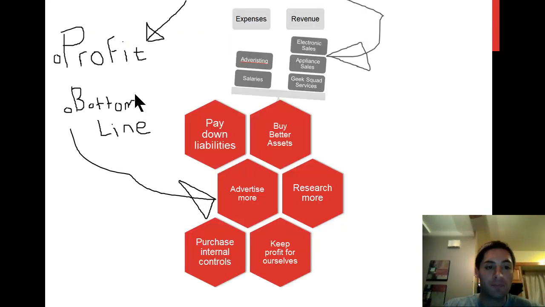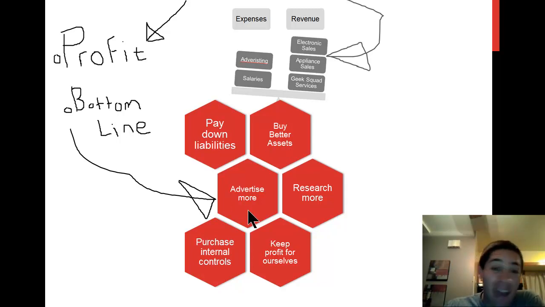And if we can do that, then what's going to happen is we'll take our profit, again, also known as the bottom line, and we'll start to make some decisions. And this is just a snippet of all the different options businesses have to use their revenue. Okay, they could pay down liabilities, pay off their debt, give the money to their creditors. They could purchase better assets. Okay, maybe Best Buy decides, you know what, our shipping facility is not that good. We need to update our fleet of trucks. Whatever the case might be.